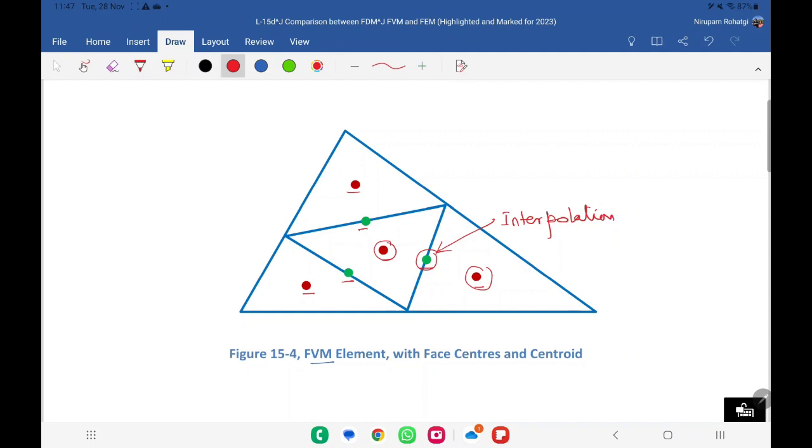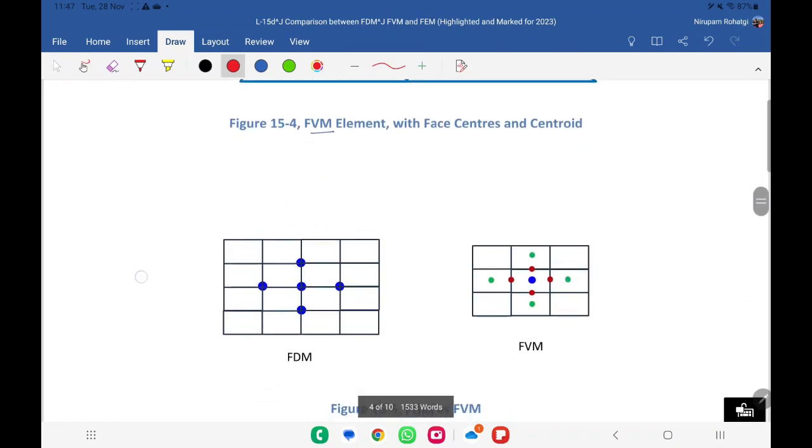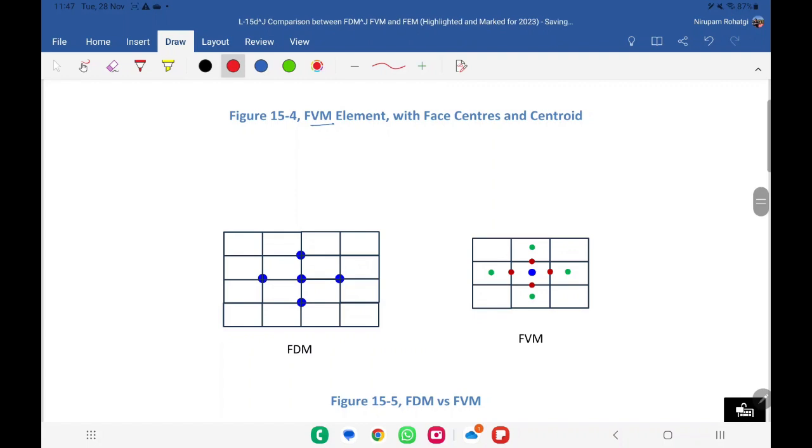And you can use this value to find the flux. Okay, so this is what we do. And if the grid is rectangular, again in FDM, your values are known only at this point, while in FVM, your values are known at these points, the green points. These are the centroids, and blue, which is also the centroid of the domain, and these red are basically face centers. Through interpolation you find out.